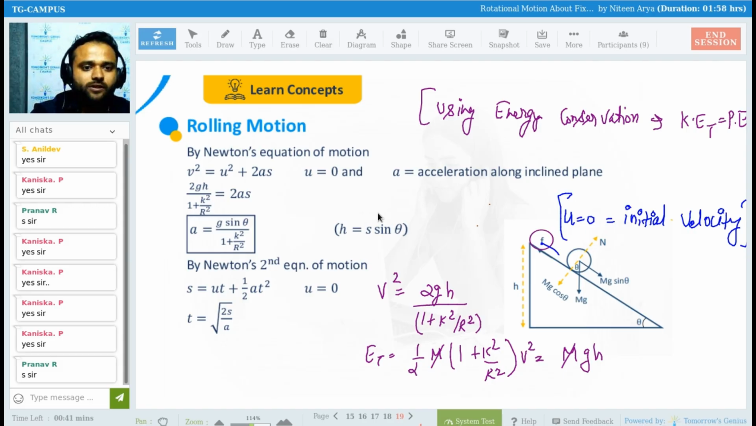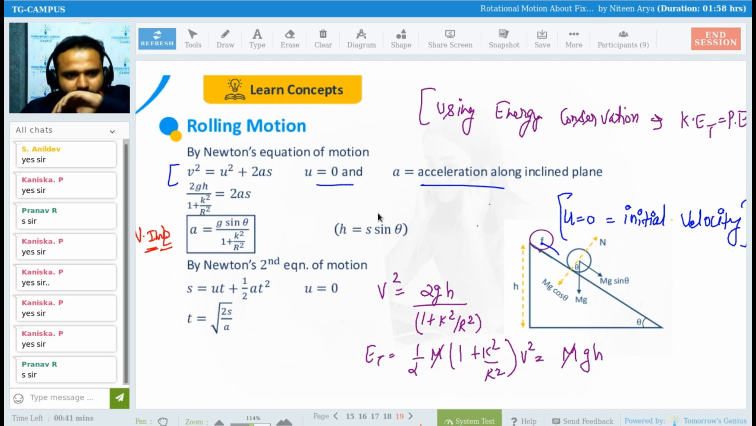Clear, everyone? So this is by Newton's equation, the third equation of motion: v square equals u square plus 2as, where u is 0 and a is the acceleration along the inclined plane. So 2as, h you can put as sine theta from this symmetry. So a is g sine theta divided by 1 plus k square by r square, and that is very, very important. What is it? The acceleration of rolling bodies from an inclined plane. Clear, everyone? Is this clear?